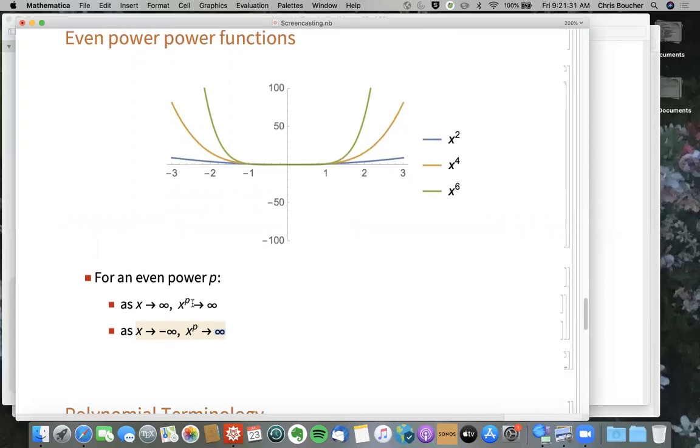Notice that we'll never talk about something equaling infinity. Infinity is not a number. Rather, this describes a behavior. It says that the output is getting bigger and bigger and bigger without bound as the input grows towards infinity.